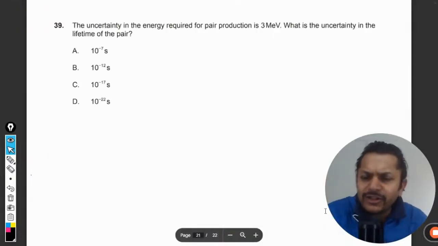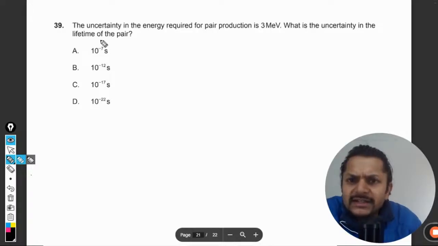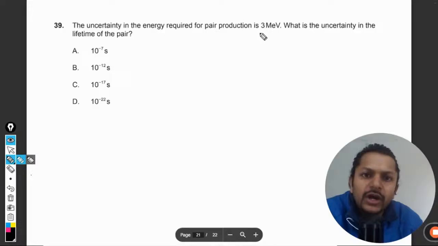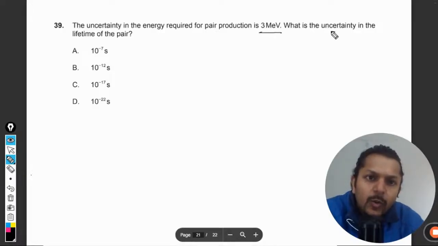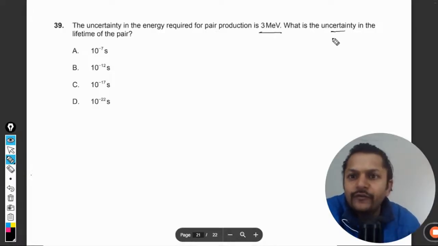Okay, dear student, let us see what is there in this question. The uncertainty in the energy required for the pair production is given as 3 mega electron volt. What is the uncertainty in the lifetime of a pair?